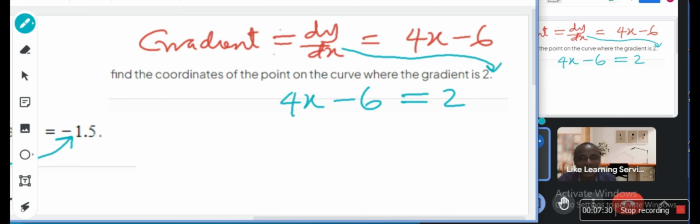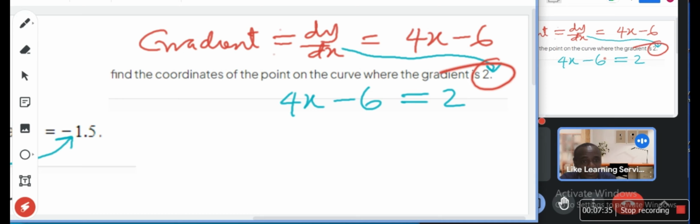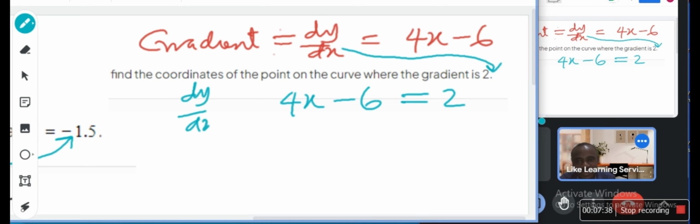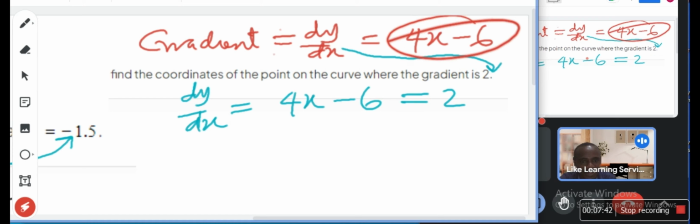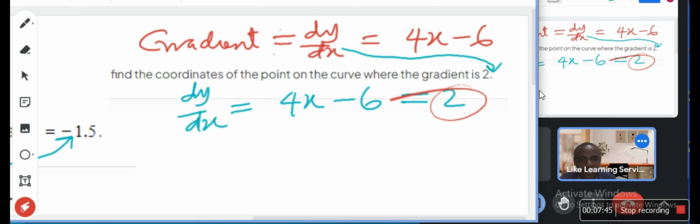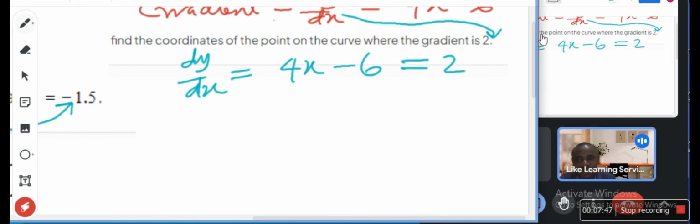Did you see that? Yes, sir. Because it says where the gradient is equal to 2, and dy over dx is the gradient. So where it's equal to 2 means this thing we got for the gradient is equal to 2. So you just solve the equation. This is beautiful. Isn't it cool?